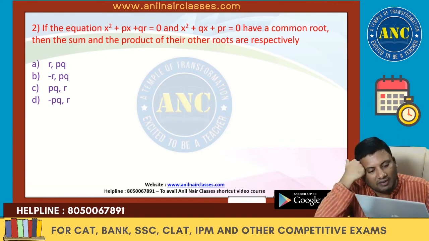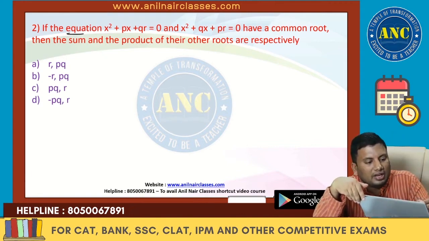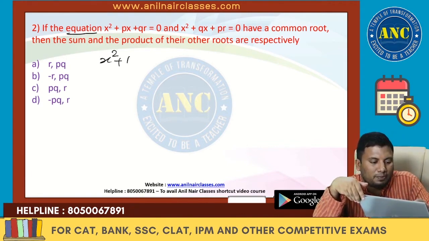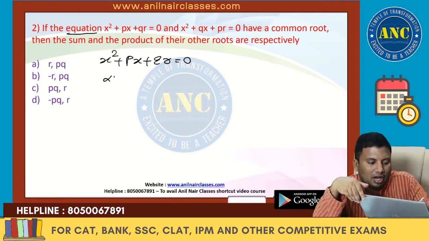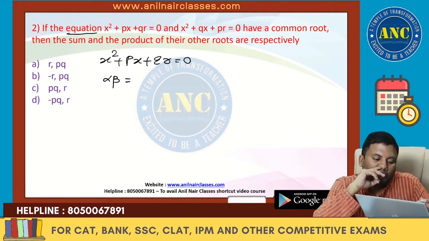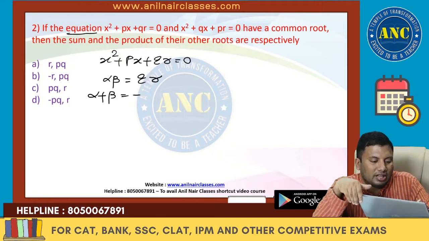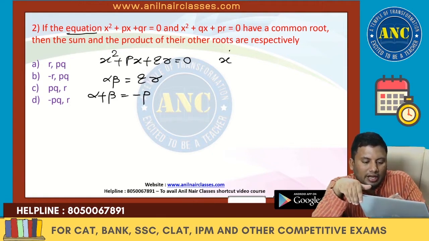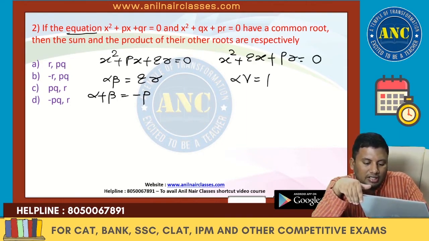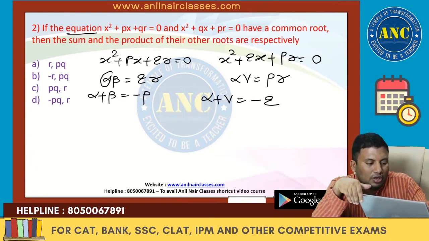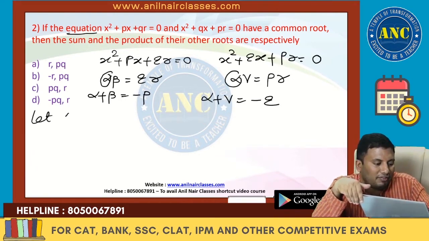Next one, another CAT level question. If the equation x square plus px plus qr equivalent to 0, then alpha beta is nothing but qr and alpha plus beta is nothing but minus p. And x square plus qx plus pr equivalent to 0, alpha gamma is nothing but pr, and alpha plus gamma is nothing but minus q. What is the common root? Let alpha be the common root.